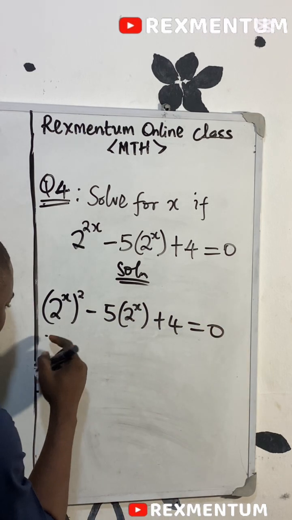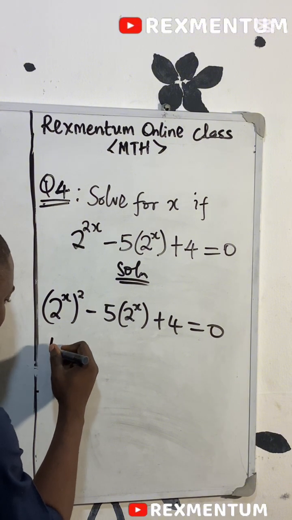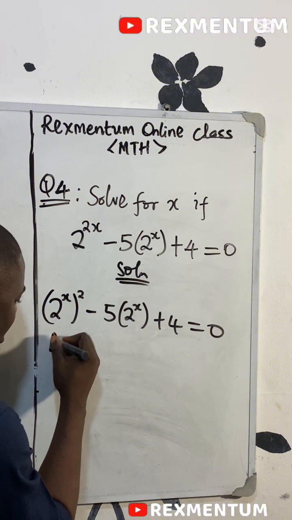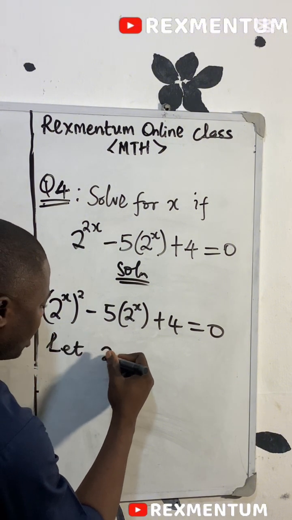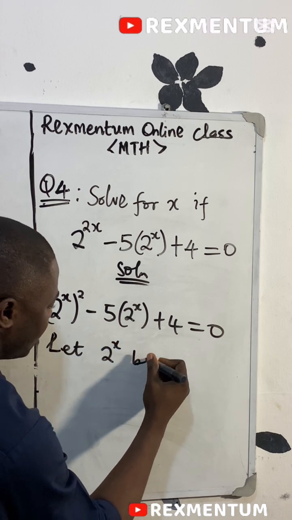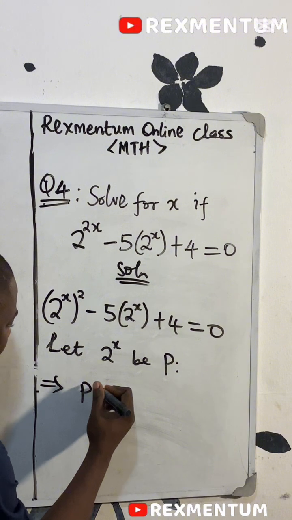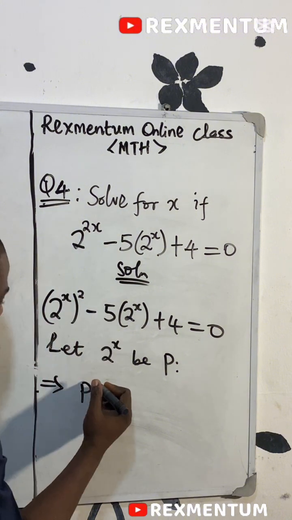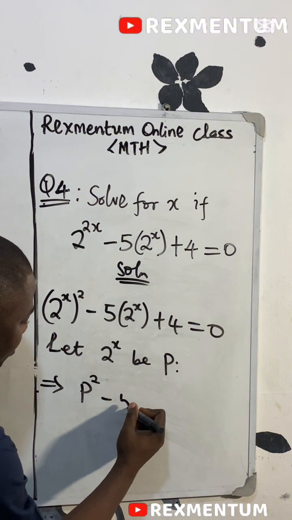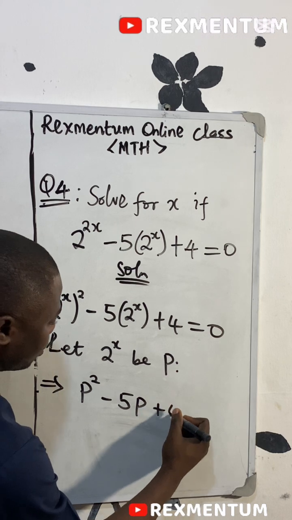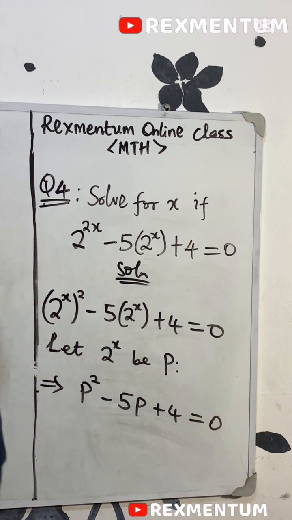Now, recall, sorry for that, we are setting a rule: let 2 raised to the power x be p. So this implies that 2 raised to the power x squared will now be p squared minus 5p plus 4 equal to 0. That has given us a perfect quadratic equation.